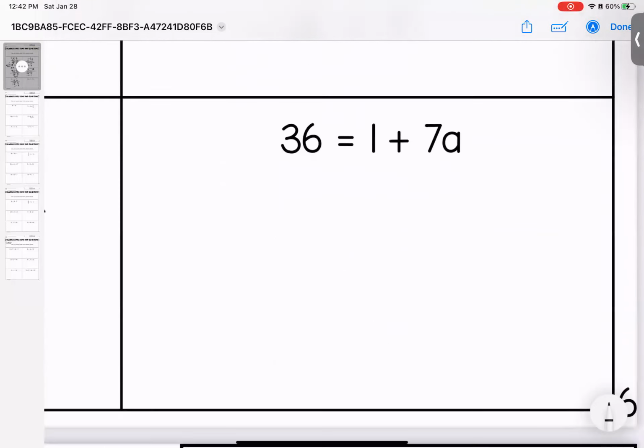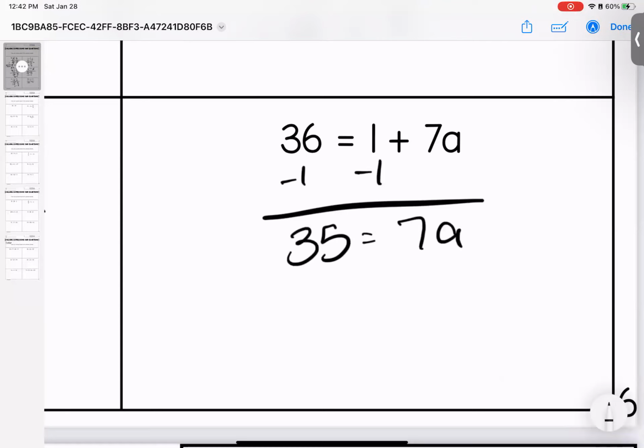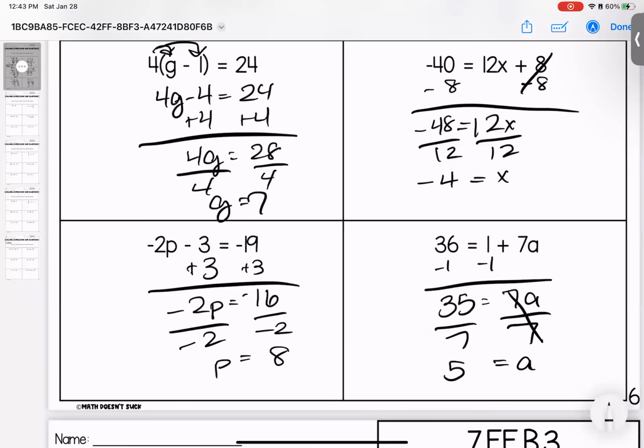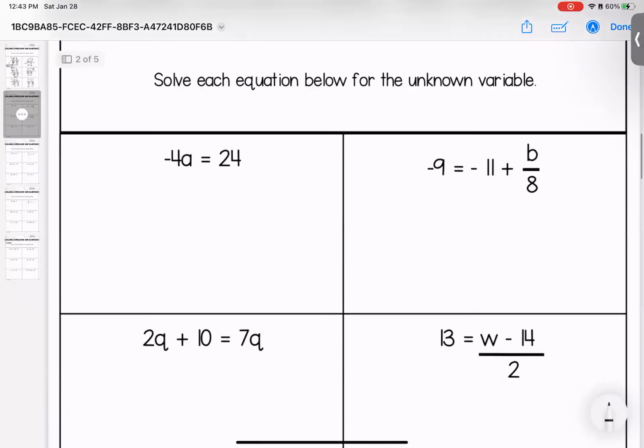Last one for this page. Subtract my 1 from both sides. Leaves me with 35 is equal to 7a. I have my sticky numbers. The only way to get them apart is to divide. Dividing both sides by 7 to cancel that out. A is equal to 5 because 5 times 7 is 35. That is the end of this page. Any questions? Bring them with you to class.